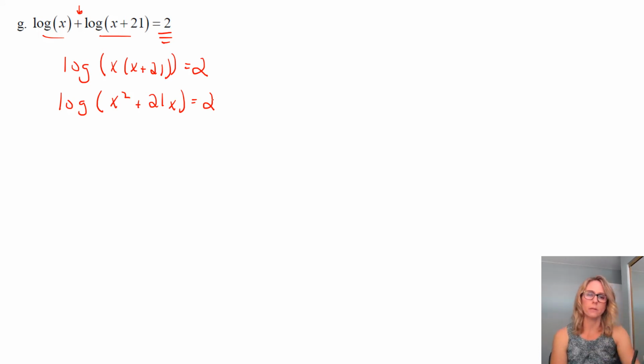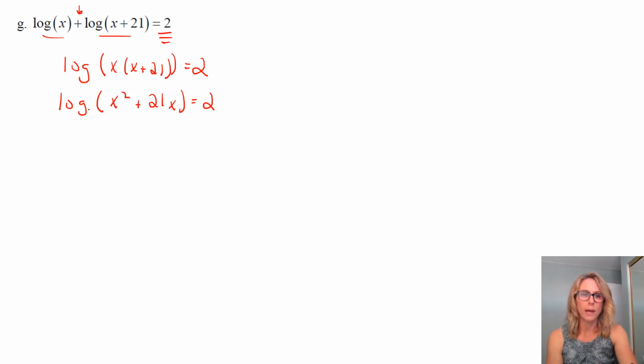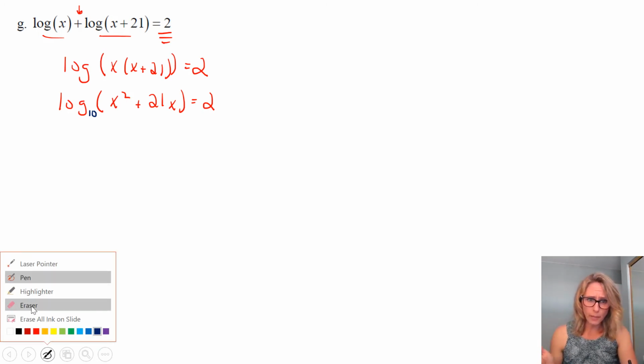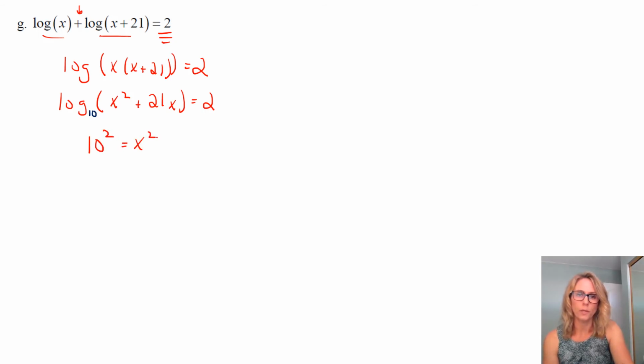So now that we have this, we want to remember we have log, so that's just base 10. But now we have something that looks similar to what we saw earlier in some of the other examples, where we just have log of something equaling a number. And so this is going to allow us to rewrite this, understanding that the left-hand side says 10 to what power gives us x squared plus 21x, and that the answer to that is 2, on the right-hand side that we see. So we can rewrite this using the fact that 10 squared equals x squared plus 21x.